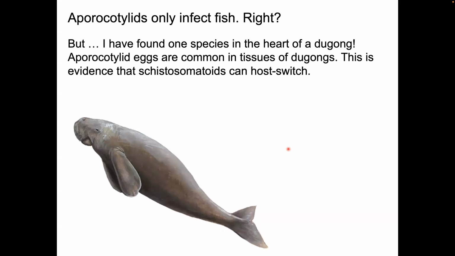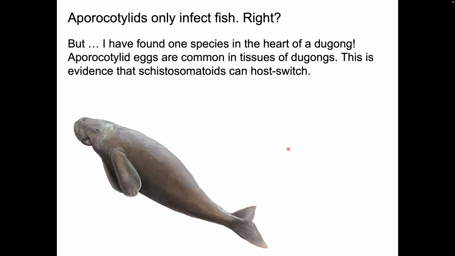Now that happened around the year 2000 because I was routinely examining for parasites all dugongs that were washed up in North Queensland in Australia. And I had my set protocol and I looked in various tissues and did various things. And I always checked the heart and treated the heart as though it was a turtle heart, because turtle hearts are full of blood flukes.